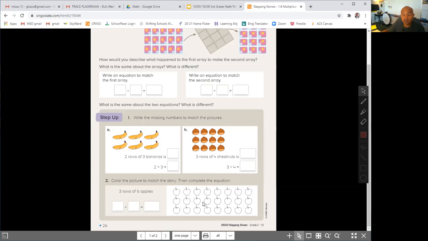Now for those of you that like to color, they want you to color 3 rows of 6 apples. I definitely see 3 rows, but there's more than 6 apples in each row. So you're gonna have to color in 6 apples. And you can color however you want to. Most people might do red apples, but I've seen other colors of apples. Green, yellow, okay, pink even. So you can color however you want to, but just write the correct equation right here on number 2. Okay, so 3 rows of 6 apples, 3 times 6 equals how many apples did you color?